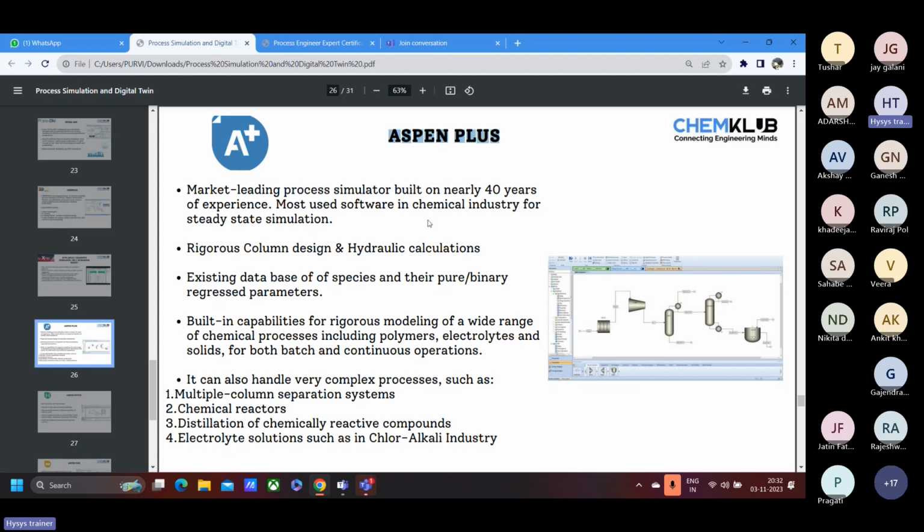It is the most used simulation software in chemical industries for steady state simulation, rigorous column design, hydraulic calculation that you want to do for a pump, and the existing database of species has a very good library, in order to simulate each kind of different process. You can also model polymers, electrolytes, solids for batch and continuous operations. It can also handle very complex processes such as multiple column separation, chemical reactors, distillation, electrolytes, reactors, be it anything. It can model anything. So very commonly used software, Aspen Plus.